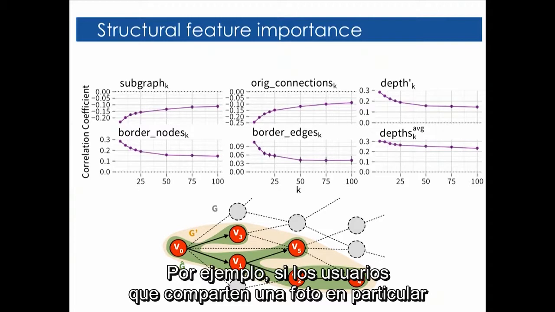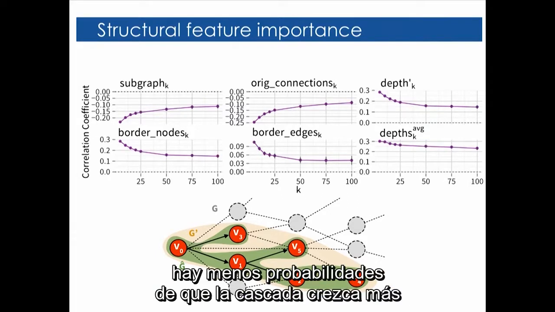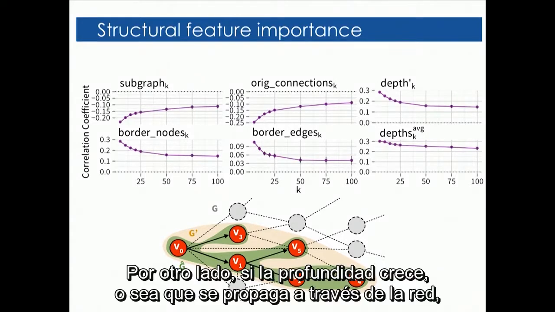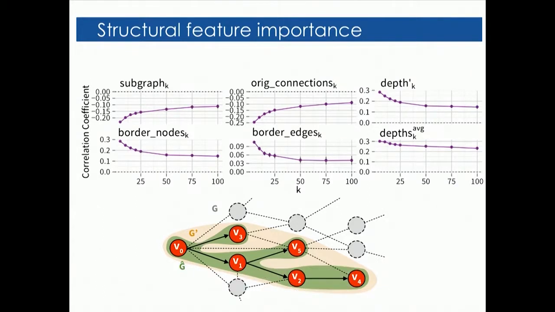So for example, if people who are sharing this particular photo tend to be friends, meaning that the subgraph is dense, the cascade is less likely to grow further because it's being localized in the network. On the other hand, if the depth is growing, meaning that it's propagating through the network, you would predict that the cascade is going to get larger.